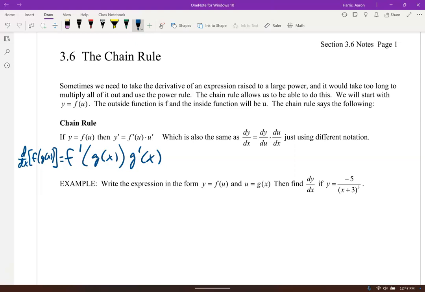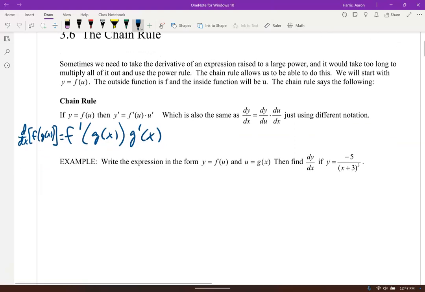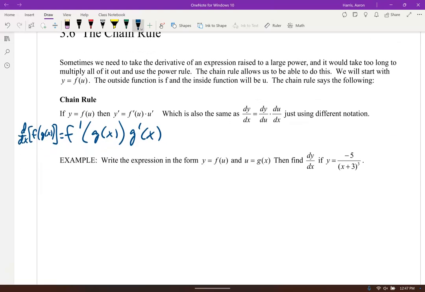Okay, we're gonna do it in terms of y and u. This one we're gonna let u be the g of x. So u here is the x plus 3. And if you notice, if I let u be x plus 3, see how y is negative 5 over u cubed? So that's kind of like g of x and f of x, right? G of x is the u, f of x is the y. And let me rewrite that y as negative 5 u to the negative 3.